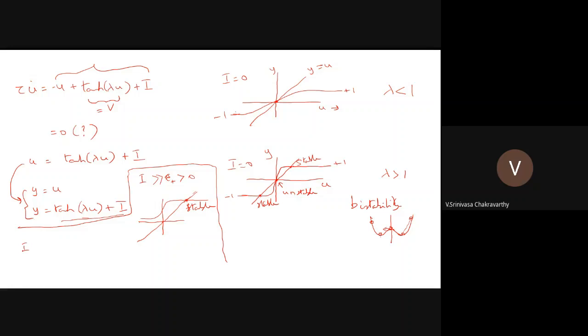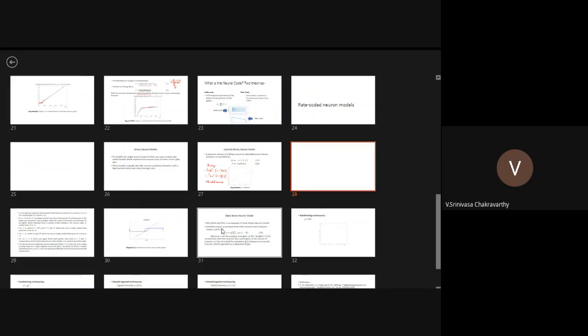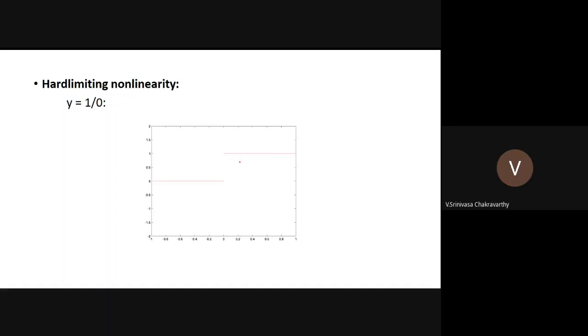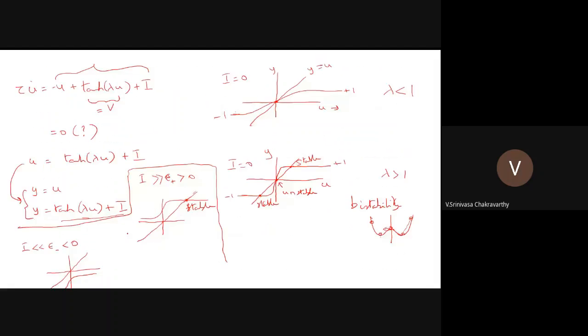Similarly, when I is much less than some epsilon minus, which is less than 0, the opposite thing happens. This line is the same, but this tangent will completely go down. You have only one fixed point, and that is negative, and it's stable.